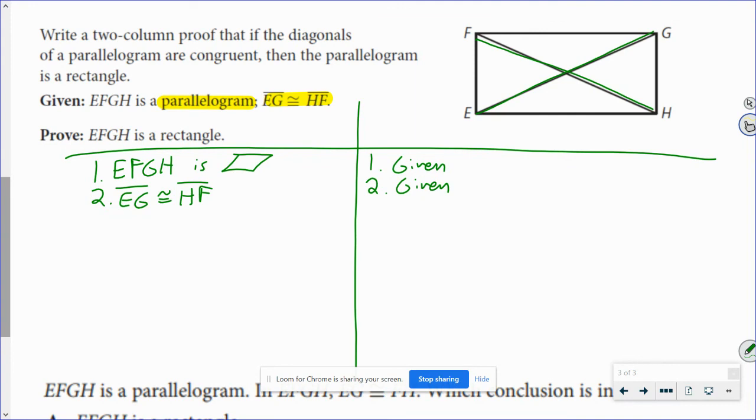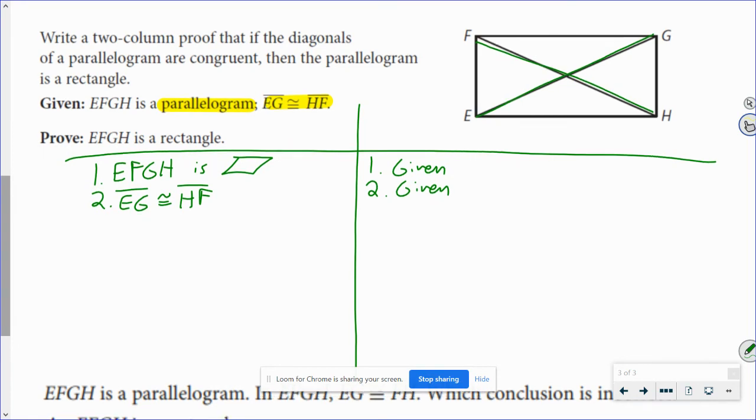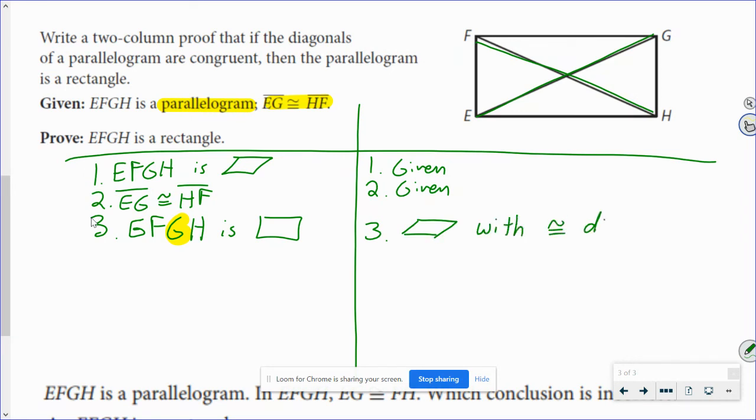Well, remember those rectangles must have right angles. They must have opposite sides congruent. The fact that it is a parallelogram, pretty sure you can just end that with EFGH is a rectangle, because if you have a parallelogram with congruent diagonals, that was one of the ways, right, that we can prove. Therefore, it is a rectangle.